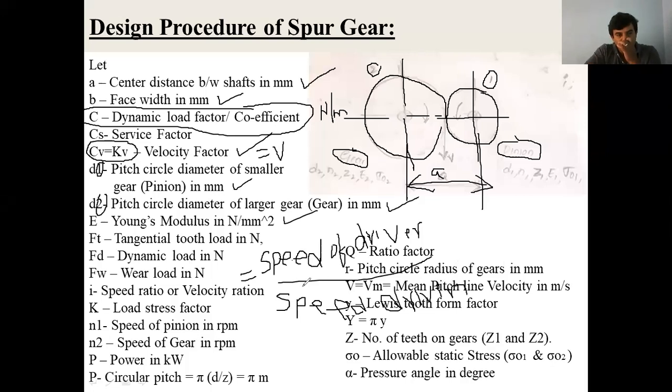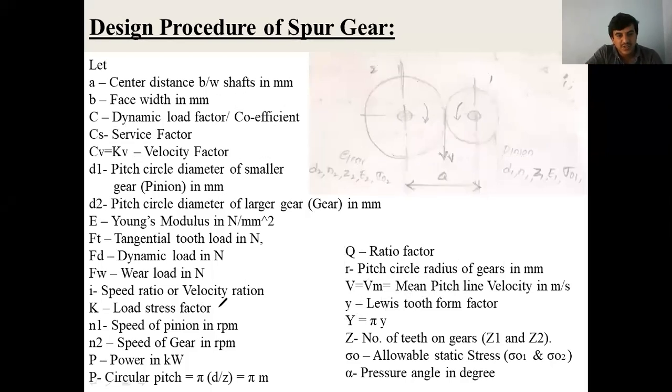Next, load stress. This K stands for load stress factor, which will be used for wear load. N stands for the speed in RPM, revolutions per minute; 1 stands for pinion, 2 stands for gear. That is the speed of pinion in RPM and the speed of gear in RPM. P stands for power, and two P's will be used. If you use small p, that is the pitch, circular pitch. Capital P stands for power in kilowatt.